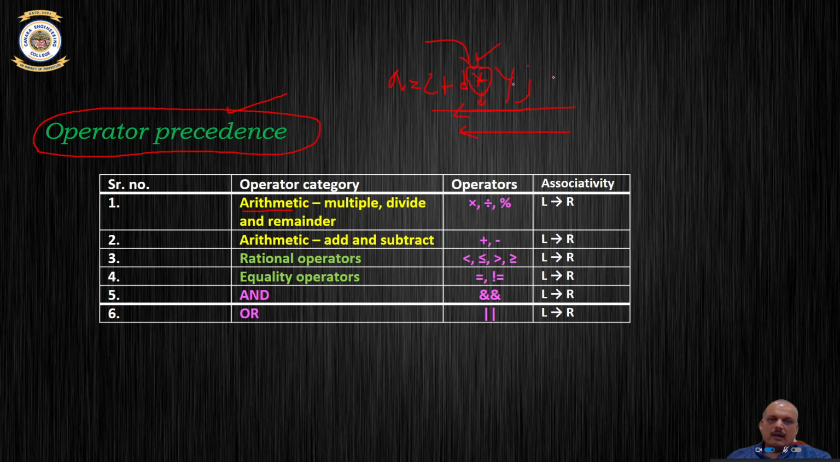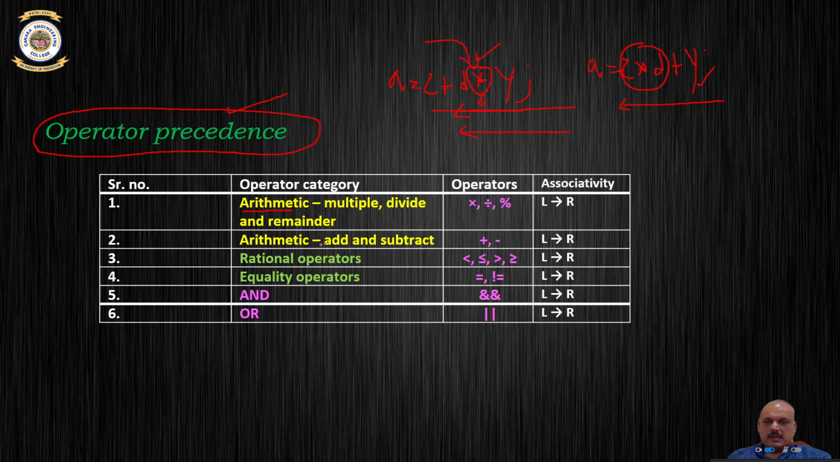Again, if the case was a is equal to c into d plus y, because multiplication has a higher precedence than addition, the compiler performs this operation first, and having completed that, the compiler goes to addition, because then it takes up a left to right path. So that is what this means.